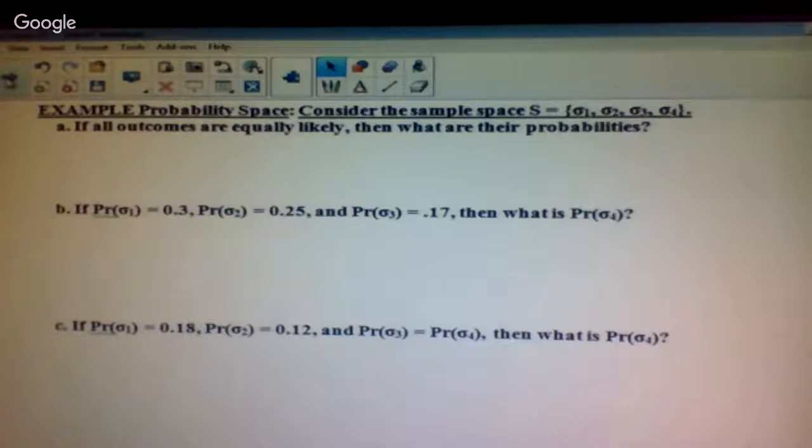Consider the sample space sigma 1, sigma 2, sigma 3, and sigma 4. Don't get confused because they're using Greek letters. We can make that X1, X2, X3, and X4. I don't care. They just use a lot of Greek symbols in math, and that is sigma. Beta, sigma, delta.